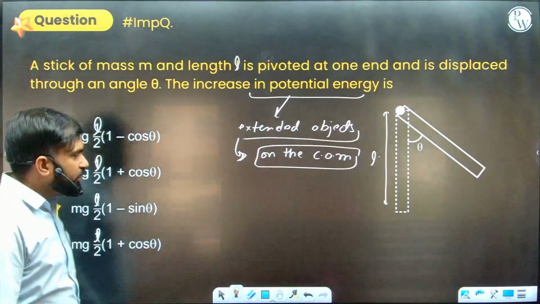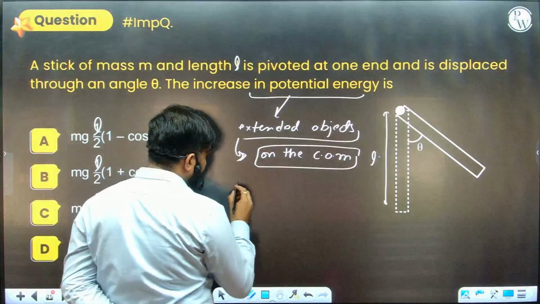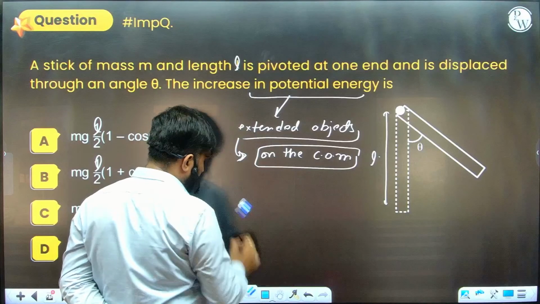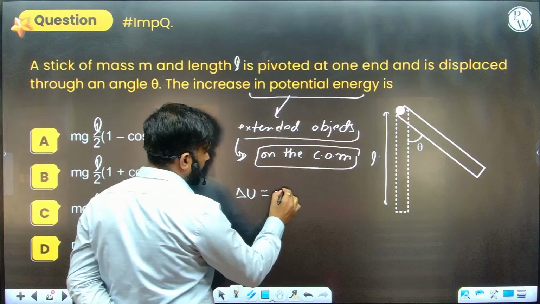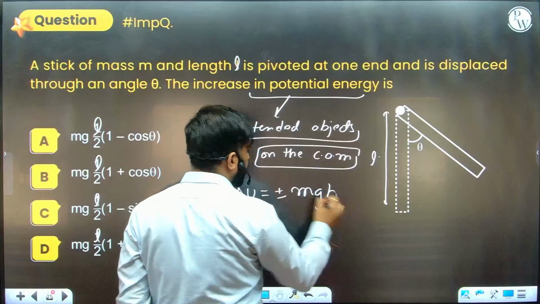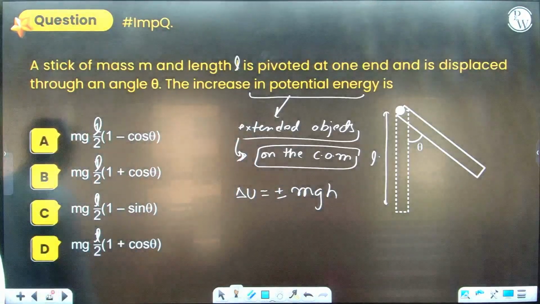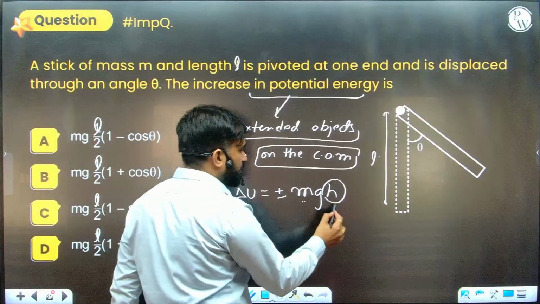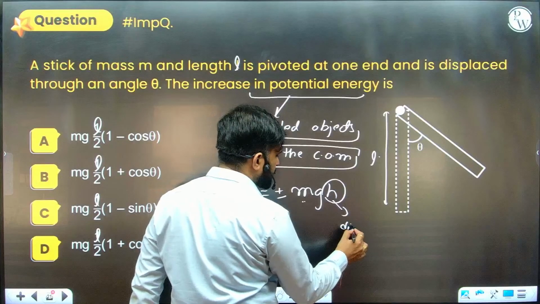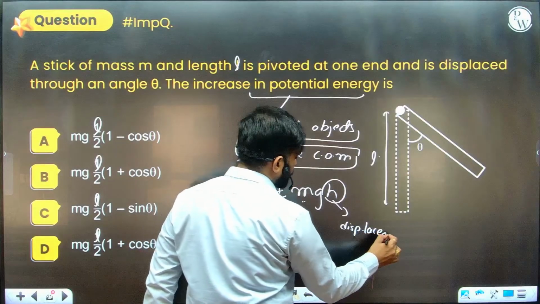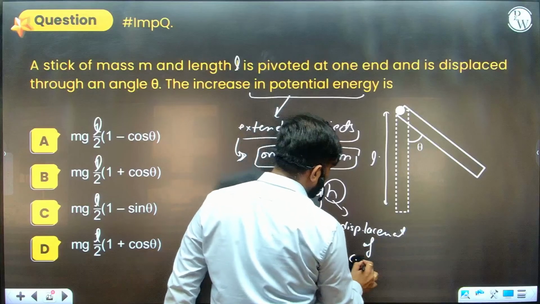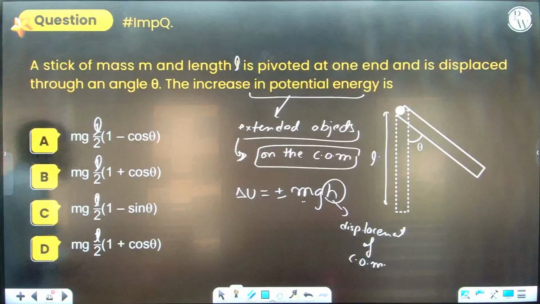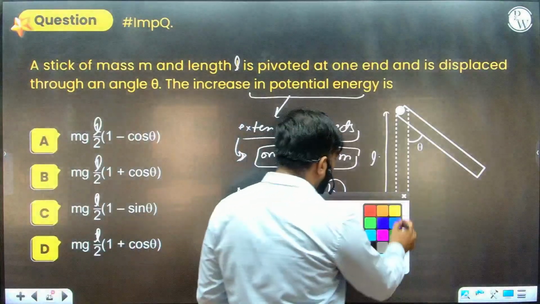So I know that in case of gravity, the gravitational potential energy, if I write the change in potential energy, depending upon whether we are going upwards or downwards, is plus or minus mgh. So m is the total mass and this h will be the displacement of the center of mass. So now tell me, is the center of mass rising upwards?